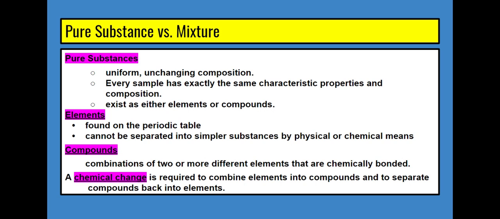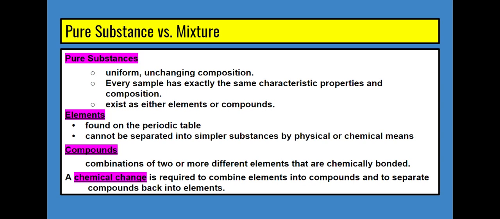All right, this will be our last topic that we cover in this part 1 video, pure substance versus mixture. So on one hand, our matter can be divvied up into solids, liquids, and gases, but that just defines the state of the matter. That doesn't actually look at the composition of the matter itself. So that's what we're going to do right now. So you can either have a pure substance or a mixture. Now, pure substances themselves are uniform with unchanging composition. Every sample has exactly the same characteristic properties and composition. They exist as either elements or compounds.